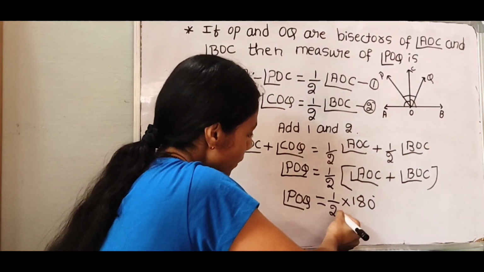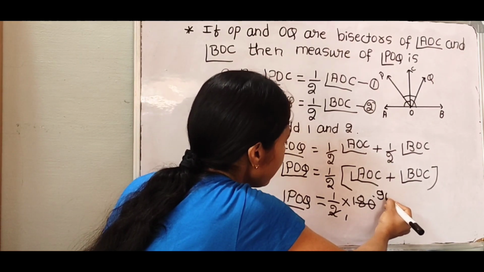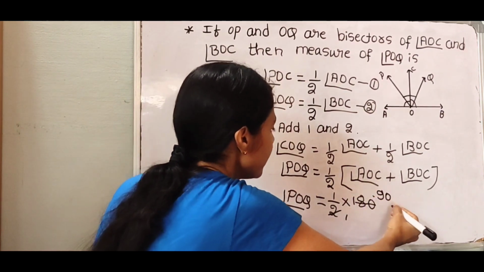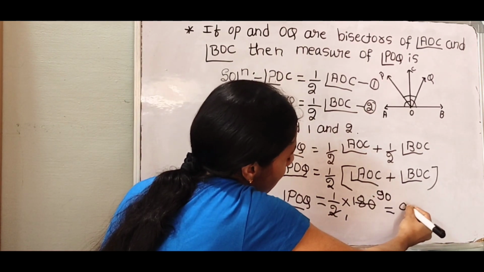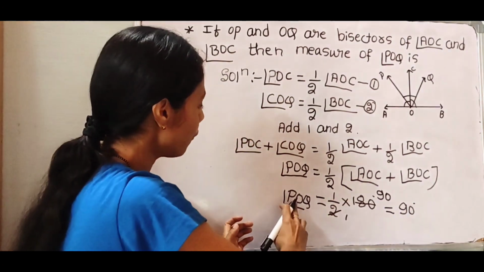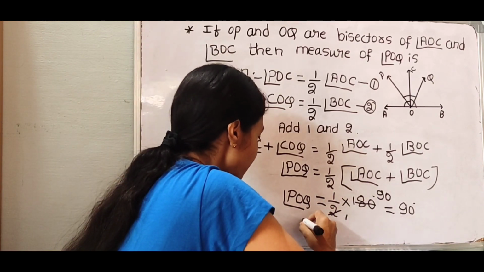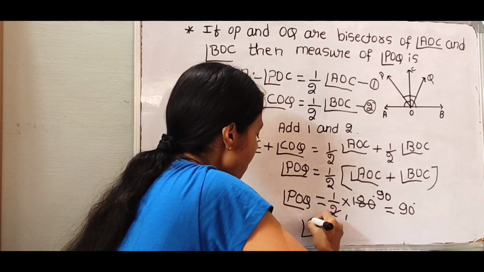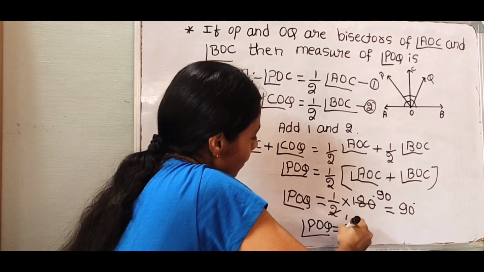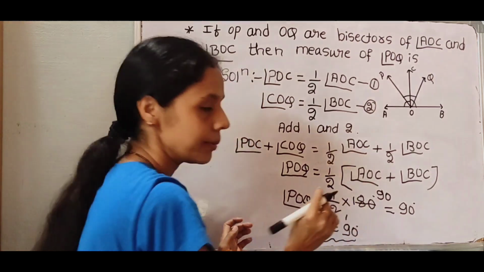2 1s are 2, 2 9s are 18. So, the value of angle POQ is what? 90 degree. POQ is equal to 90 degree.